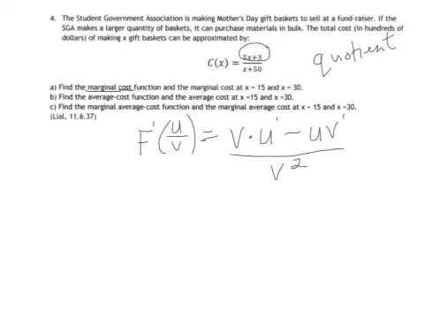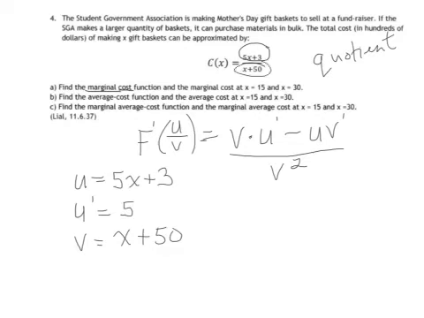So u is going to be that set of terms on the top. So u is equal to 5x plus 3. And the derivative of that, u prime, is just 5. v, which is the denominator, is x plus 50, found here. And the derivative of that, v prime, is simply 1. Okay, so let's have a look at how this all comes together.